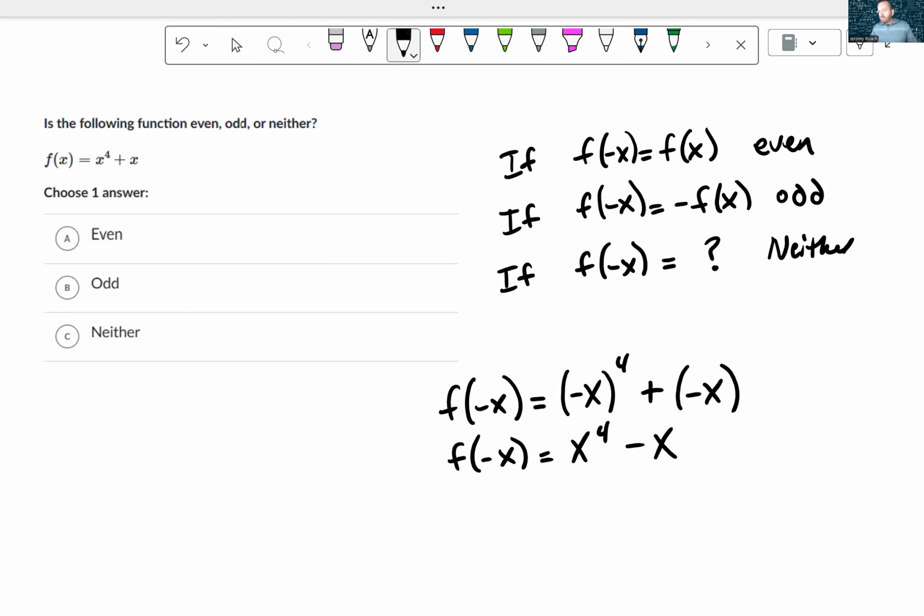Now, we don't really have a pattern for this. There is no pattern. If we multiplied everything by negative 1, we would get negative x to the fourth minus x. But we didn't. We got x to the fourth minus x. So we didn't multiply everything by negative 1. And also, it isn't the original equation. So in this case, it's going to be neither. If you're not seeing a pattern and you're seeing that some numbers changed, some didn't, that's going to be a neither answer.